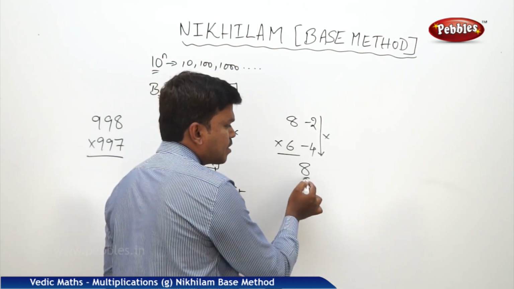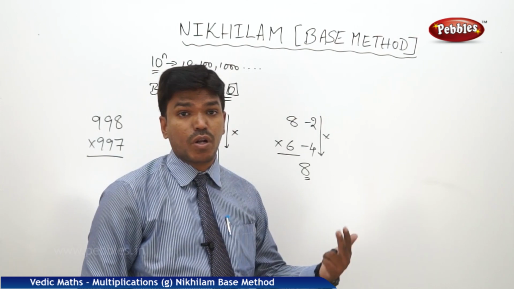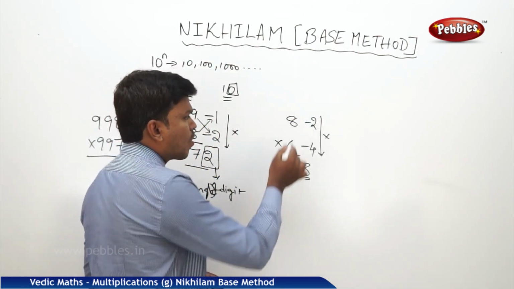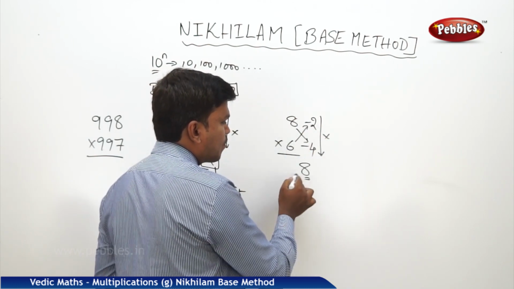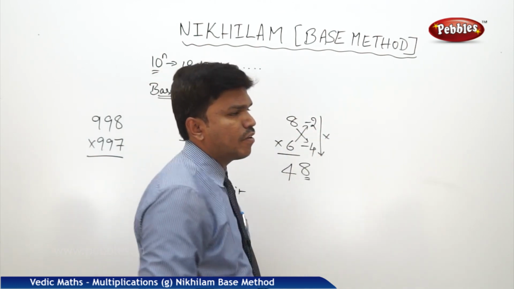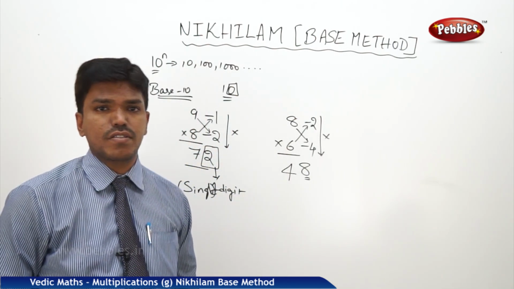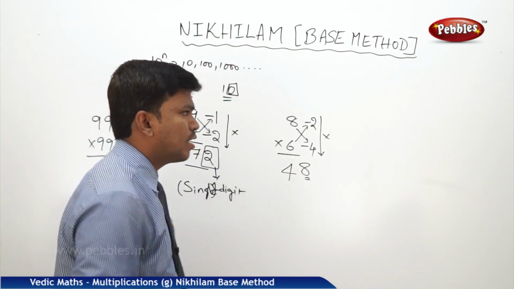So we got one digit in the right hand side. So that is the right side part of the answer. There is no problem here. Now cross subtraction. 8 minus 4 is 4. 6 minus 2 is 4. In both ways we are going to get the same answer. Now what is 8 6 are 48.